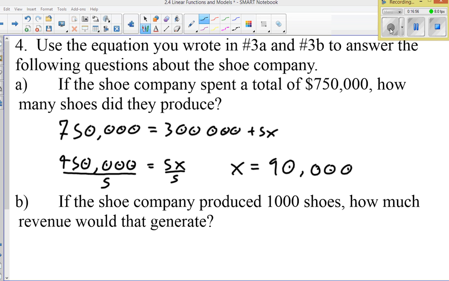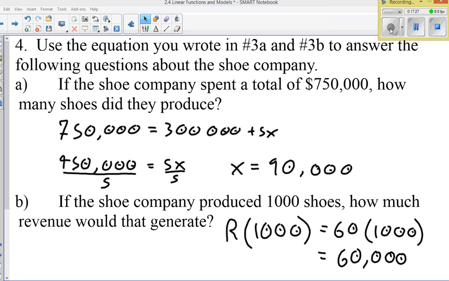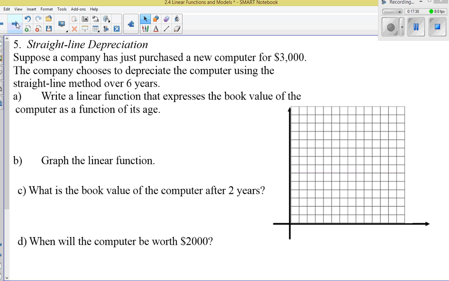shoes that they produced. If the shoe company produced 1,000 shoes, how much revenue would that generate? I'm going to use my R equation, and I am producing 1,000 shoes. So how much revenue am I going to produce? I'm going to produce $60,000 after producing 1,000 pairs of shoes.